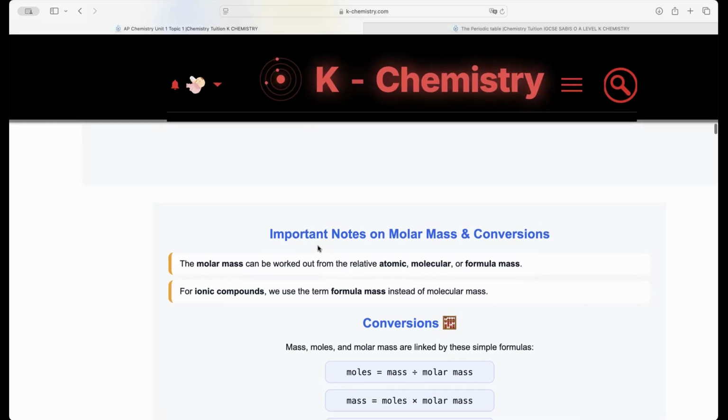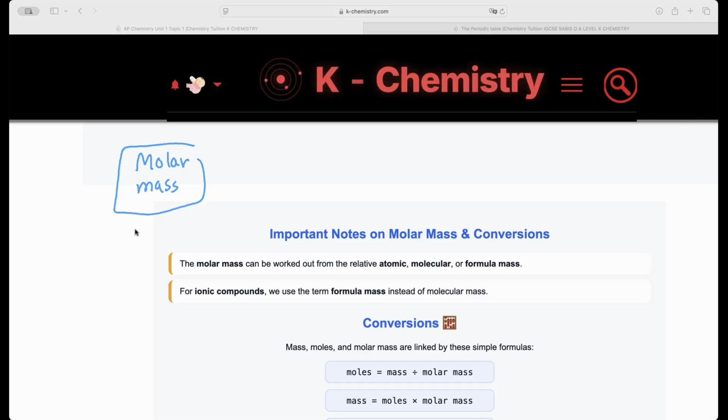with the mole triangle. Remember that the molar mass can be worked out from the relative atomic, molecular, or formula mass. And for ionic compounds, we never say the molecular mass. What is the difference between these three? A very important question. The molar mass is the mass of 1 mole of anything. It can work with atoms, with molecules, and with ionic compounds. So I can use molar mass for anything. It's the mass of 1 mole.